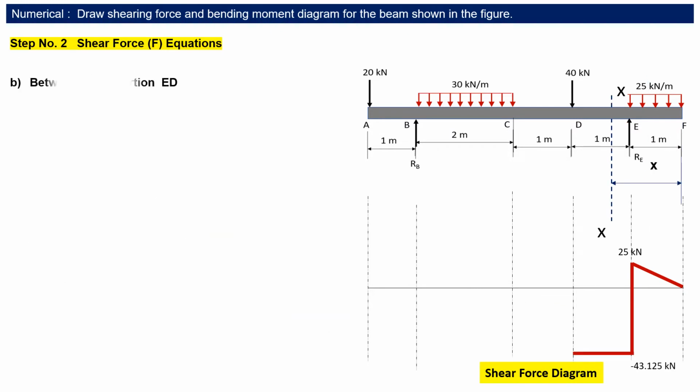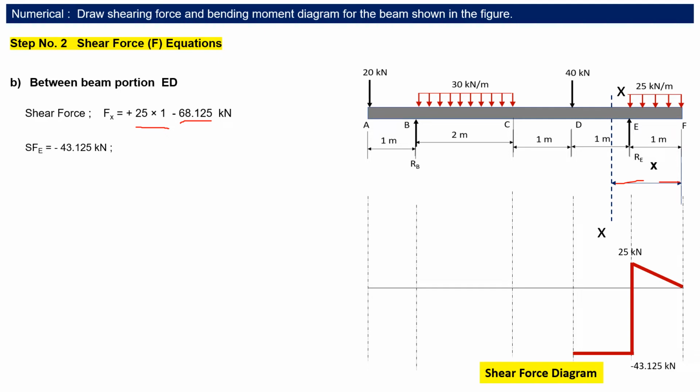Now we have to develop the equation for the shear force between ED. So we have taken section XX at a distance X, again X, from the free end, that is the F end. This will be the way to develop the shear force. Shear force will be 25 into 1 at this section. That means 25 into 1 will be the total load due to the UDL, and after that minus 68.125. Only two types of forces are acting on the right side of the section.